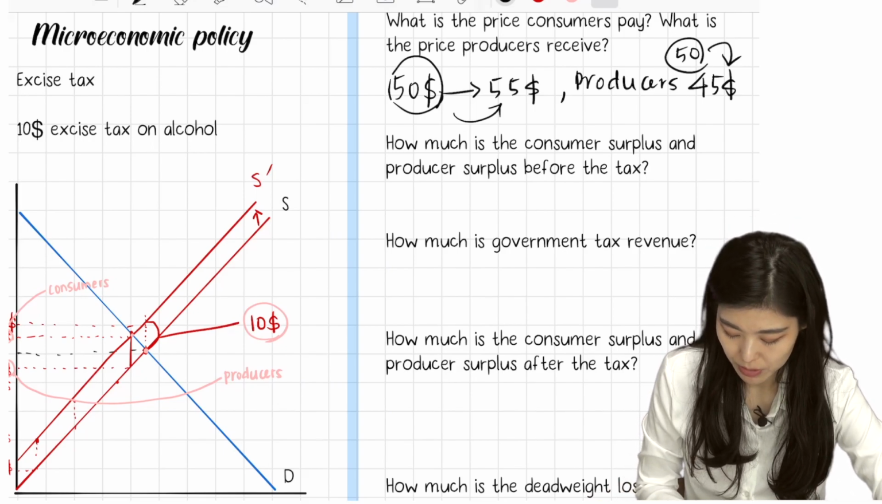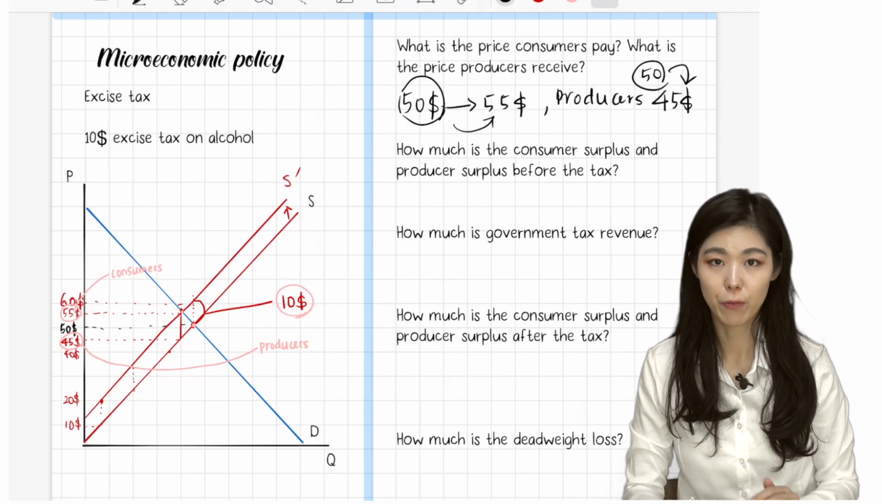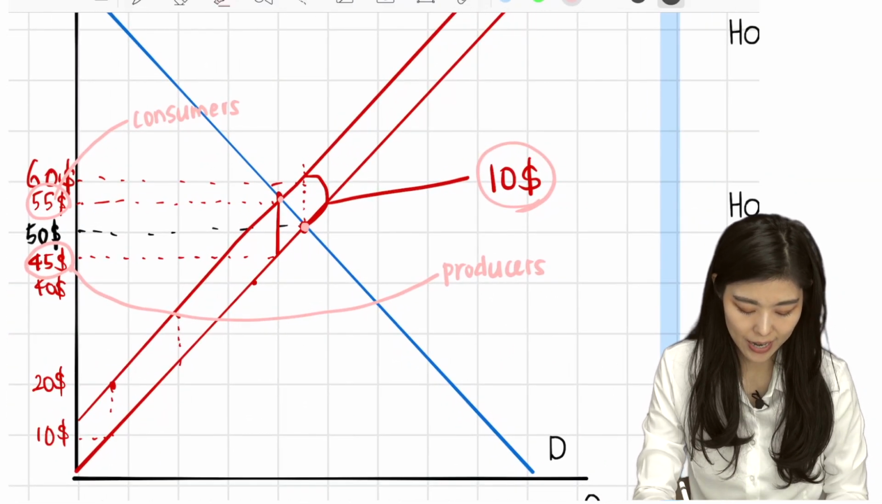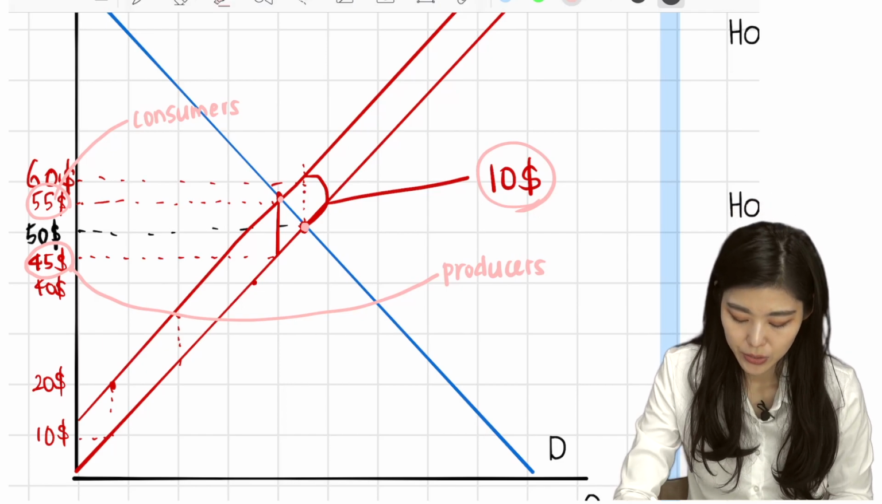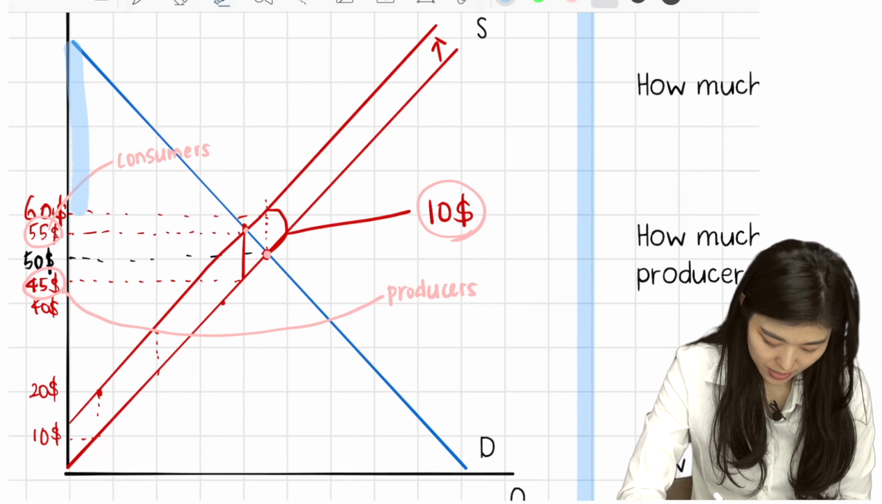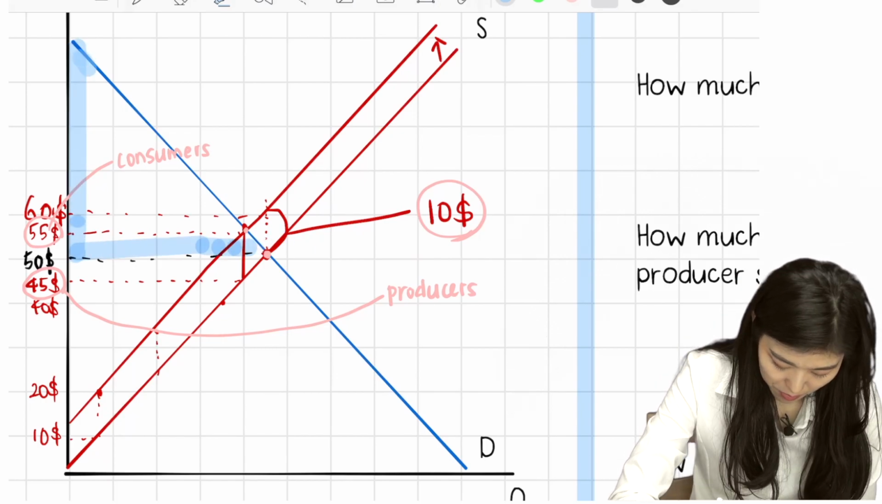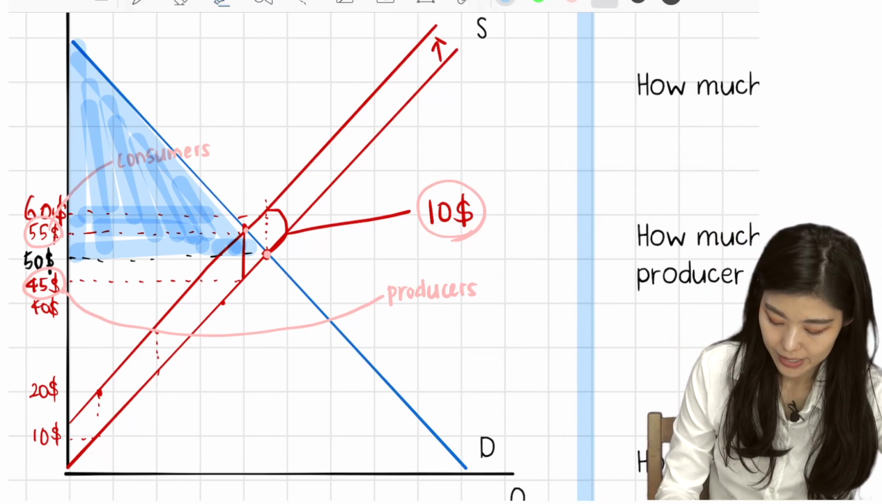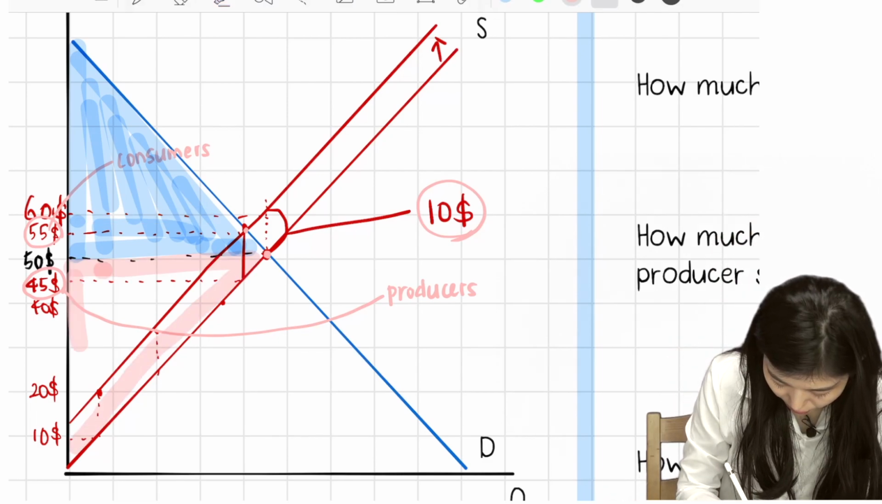How much is the consumer surplus and producer surplus before the tax? You have to know something before the tax. So before the tax, it was $50, right? So consumers will be paying up to $50. So this amount here was consumer surplus, and the producer surplus used to be here.